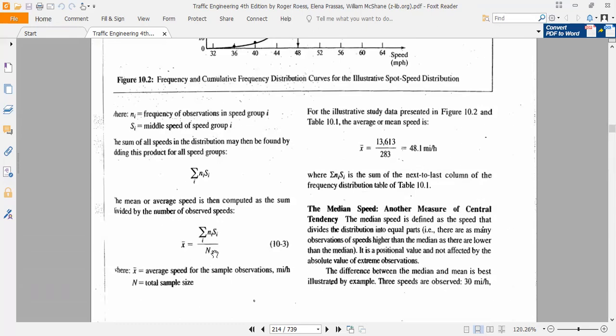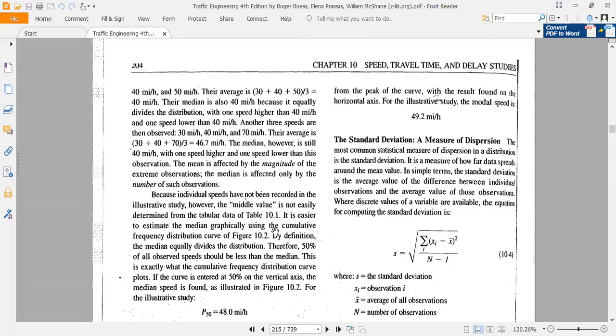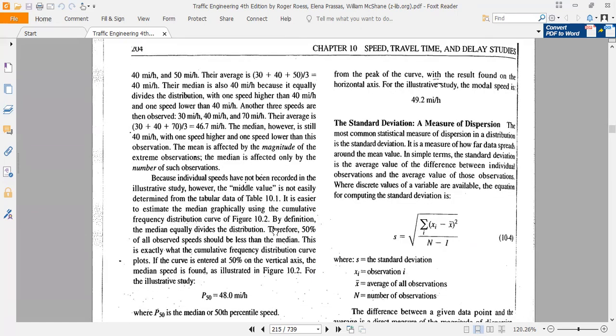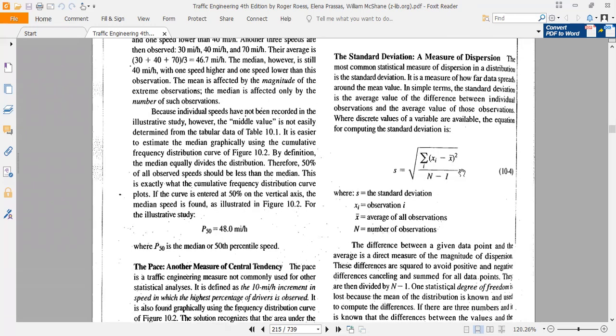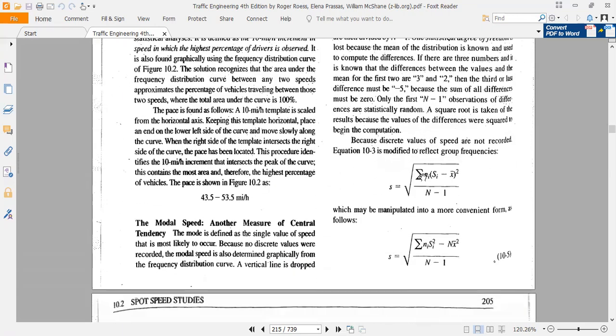So this is the formula for finding the average speed. n, s and capital N are all defined in the table on the above page. This is the average speed; the median and the mode we can very easily find from the graph. This is the value of standard deviation, and this is the formula for it. You can also calculate the standard deviation if you insert this data in an Excel sheet, so Excel will directly calculate it for you.